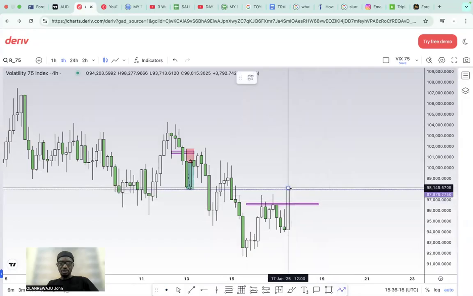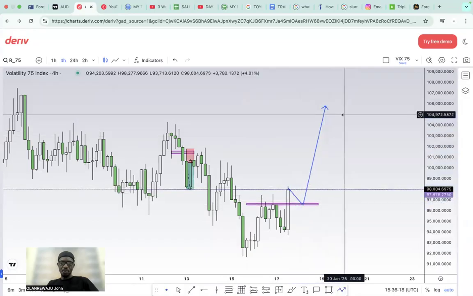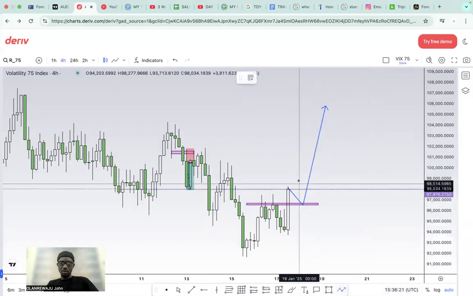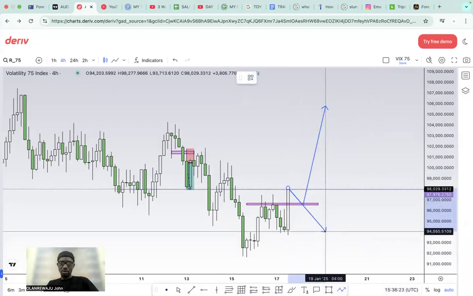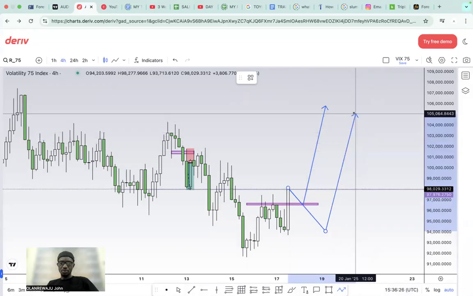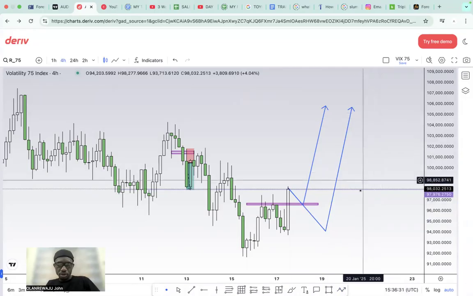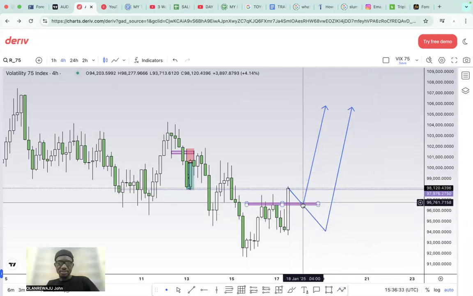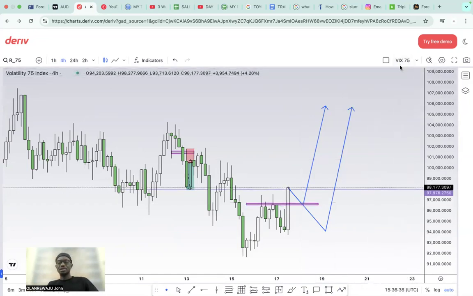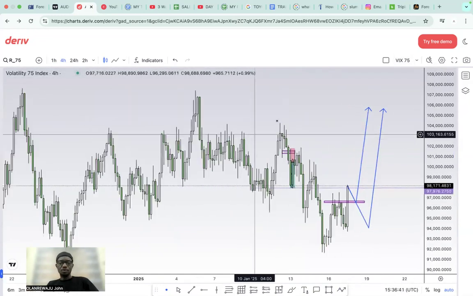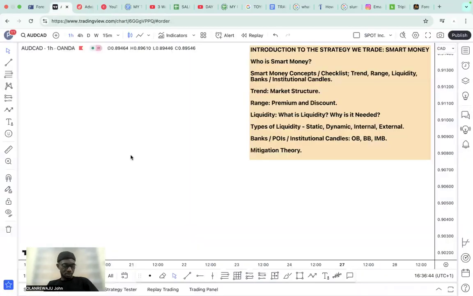The price can either do this and we continue to the upside, or price does this, comes this deep, and we do what? We continue to the upside. But most importantly, both in this place and in this place, what will I wait for? Confirmation. Having established that, let us move back to the focus for this particular session, which is introduction to the strategy I trade.